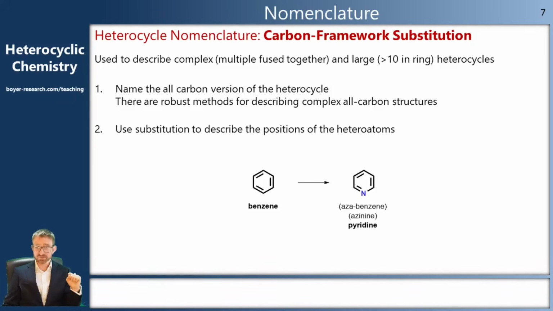And therefore, what we do is we name the all-carbon version, and then we just describe where the heteroatoms are. So in a very simple example, benzene becomes an azabenzene. So it's a benzene with an aza, a nitrogen, in the ring. Of course, we don't call that azabenzene, and we don't call it azinine, the Hantzsch-Widman rule; we call it pyridine from its retained name.